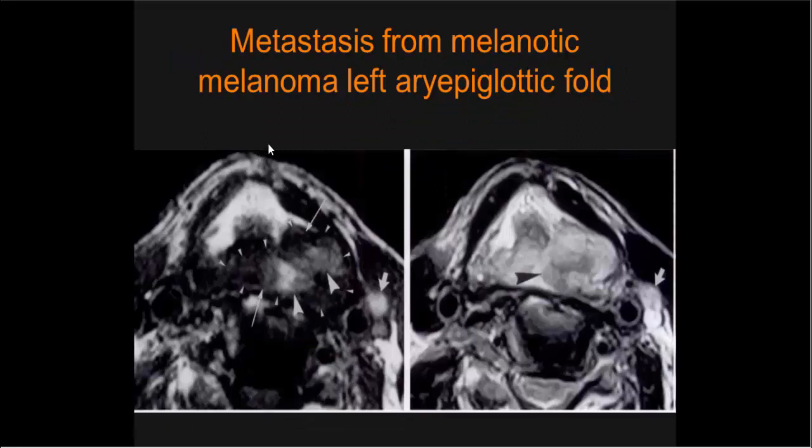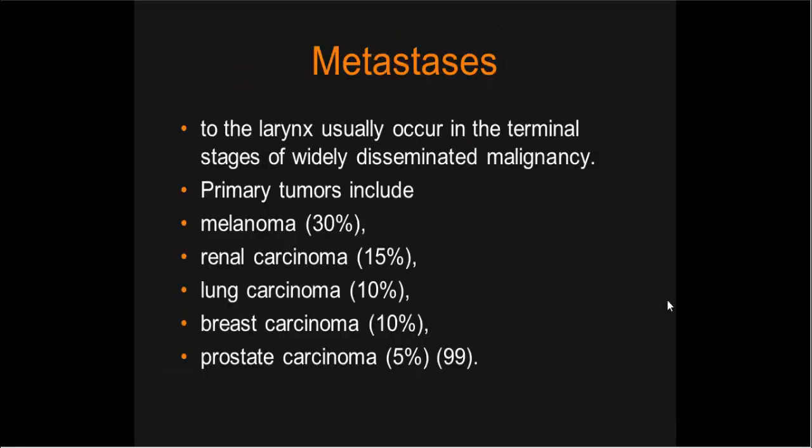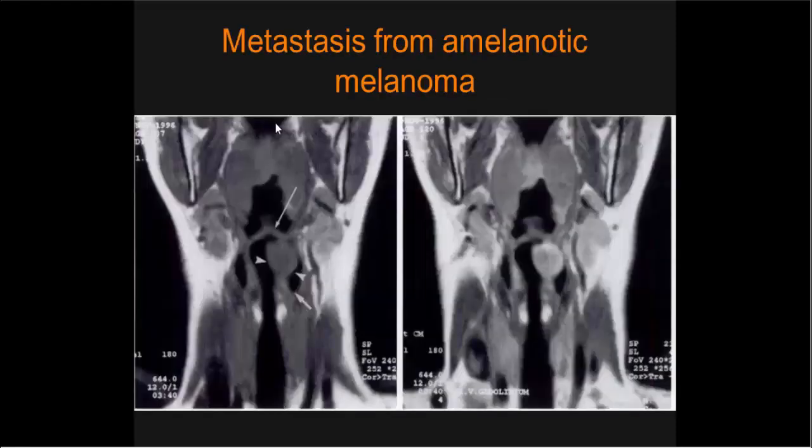Metastasis from melanotic melanoma of the left epiglottic fold. Metastasis to the larynx usually occurs in the terminal stages of widely disseminated malignancy. Primary tumors of metastasis include melanoma, renal cell carcinoma, lung carcinoma, breast carcinoma, and prostate carcinoma. This is metastasis from a melanotic melanoma, a soft tissue mass involving the supraglottic area, enhanced on coronal T1 with contrast.